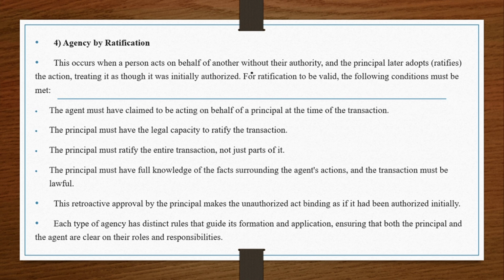The last agency we have is the agency by ratification. This one occurs when one person acts on behalf of another without their authority. So the agent acts on behalf of the principal without the principal's authority, but then the principal later adopts or ratifies the action, treating it as though it was initially authorized.